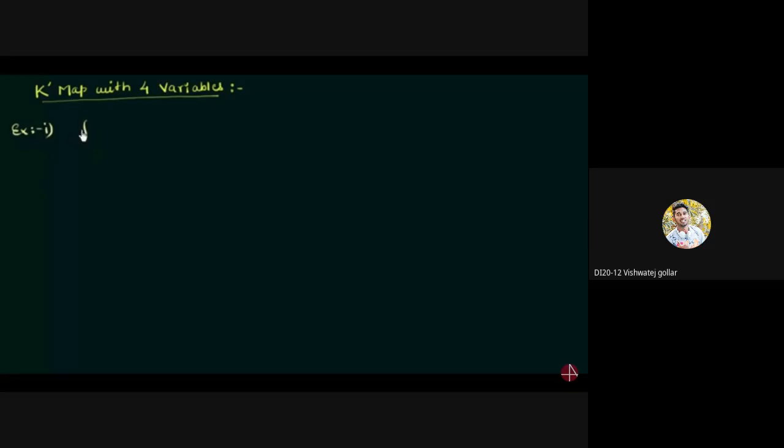The function f with 4 variables A, B, C, D is equal to summation of small m 0, 2, 3, 7, 11, 13, 14 and 15. So this is the question, and you have to minimize it. Okay, so let's start solving it.